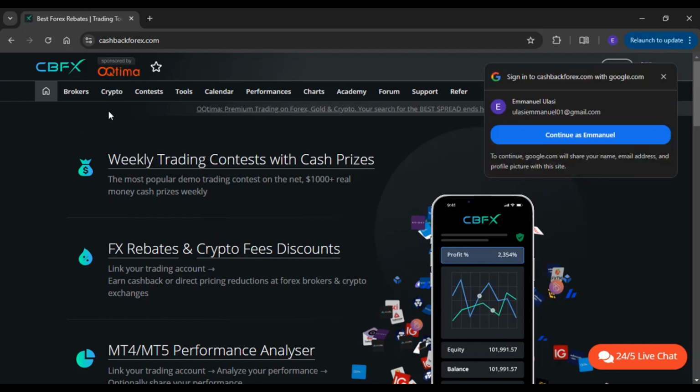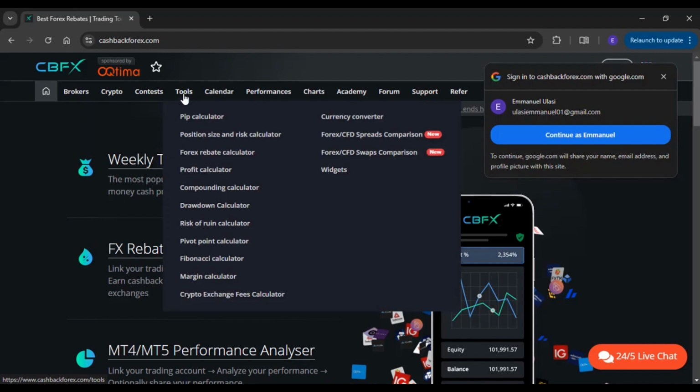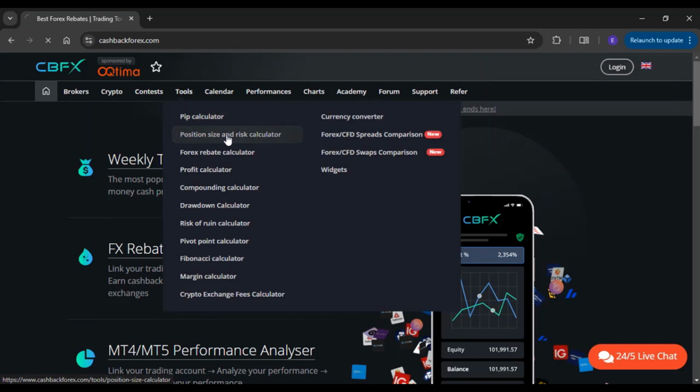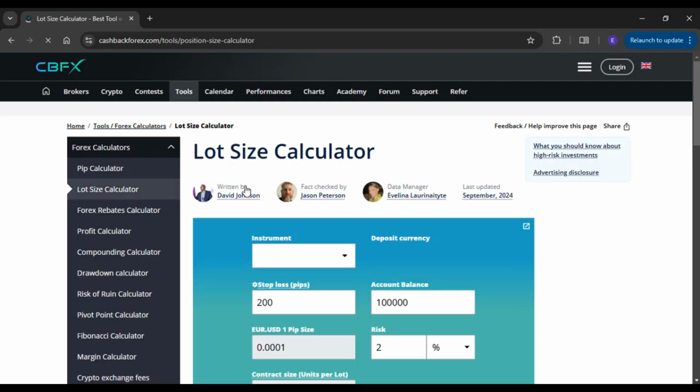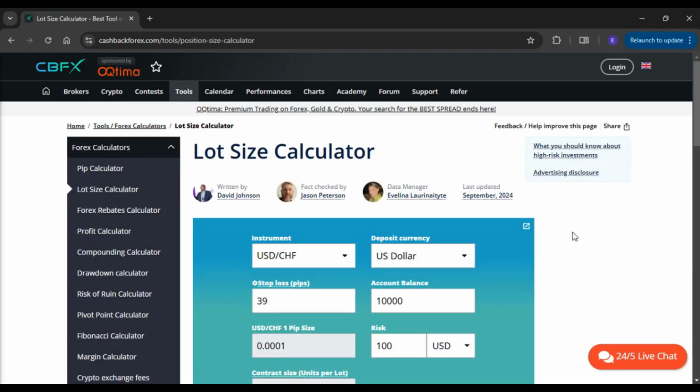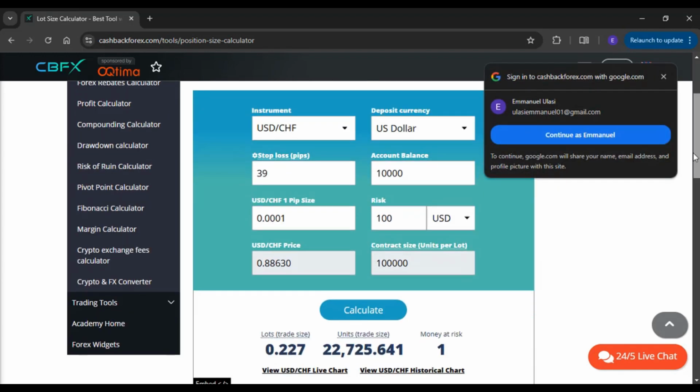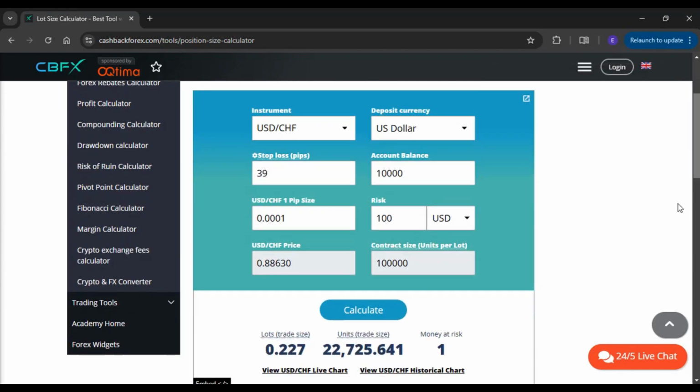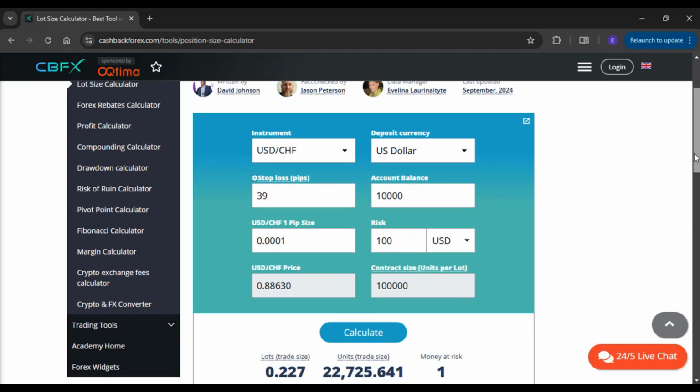Now the next thing you need to do is go to tools. So look for tools here and select position size and risk calculator and allow that to load. Once it loads up, it will bring you to this page. As you can see here, we have the position size calculator here. So how do you use this position size calculator?